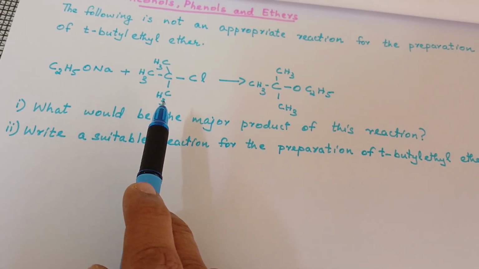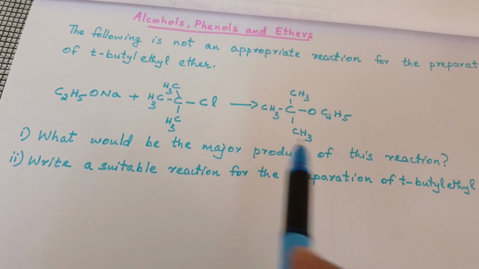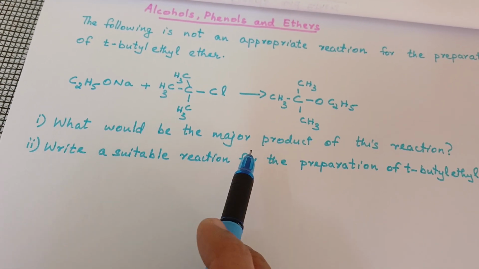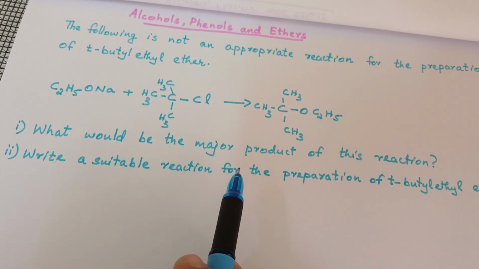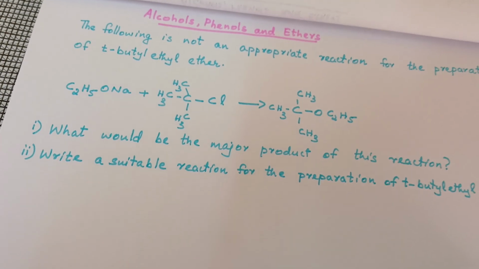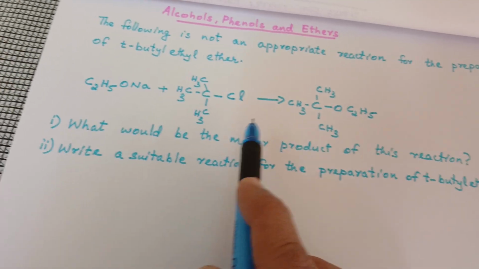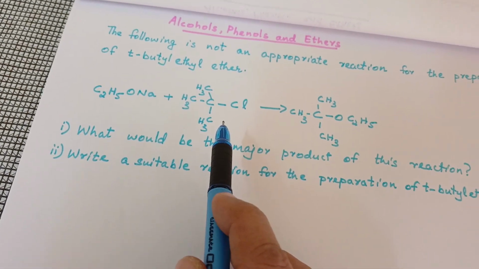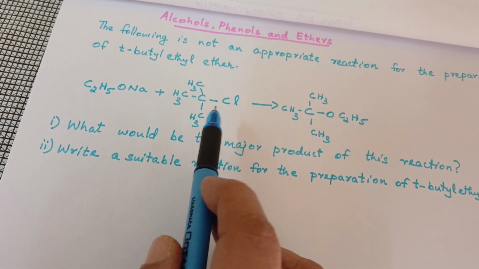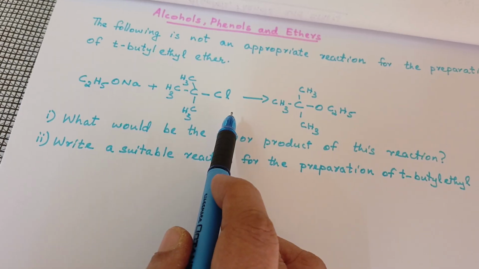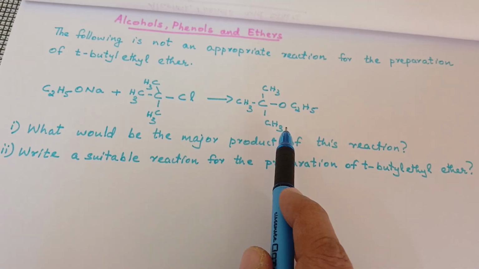So we know that according to Williamson synthesis, an alkoxide, or a sodium alkoxide, is treated with an alkyl halide, and you get an ether. But a condition was there that the alkyl halide has to be a primary alkyl halide, either a methyl or a primary alkyl halide. But here we can see that it is a tertiary alkyl halide. So what would be the major product of this reaction? Will we get an ether? So let us see.